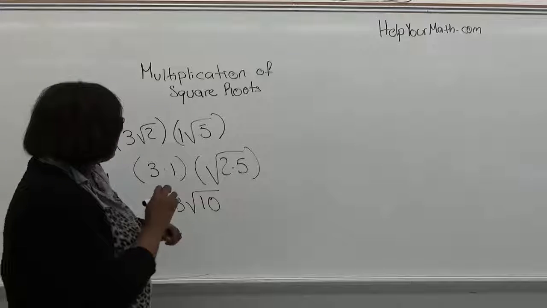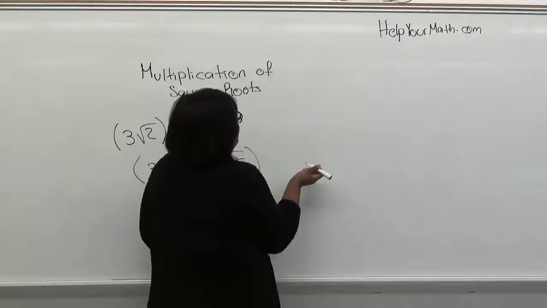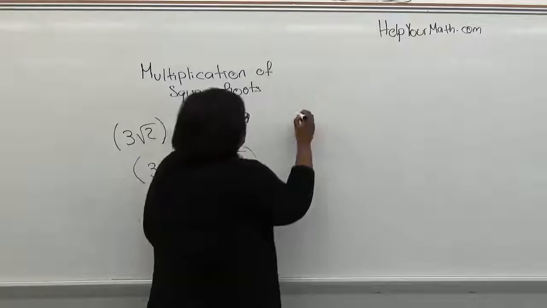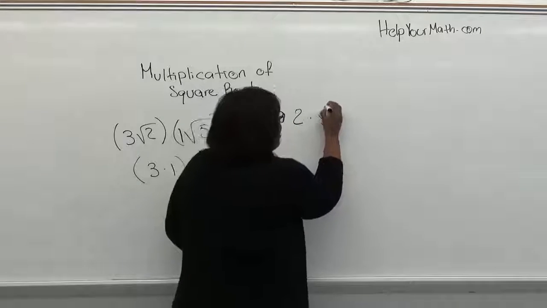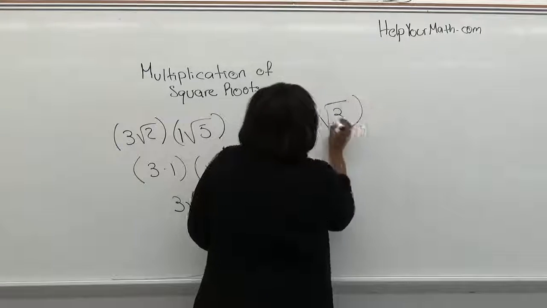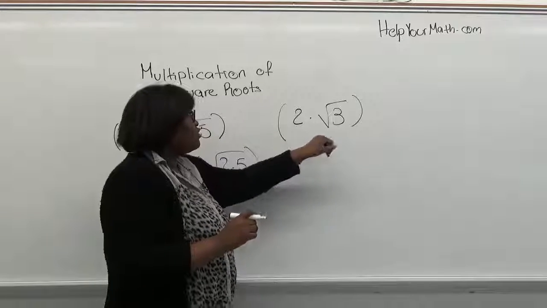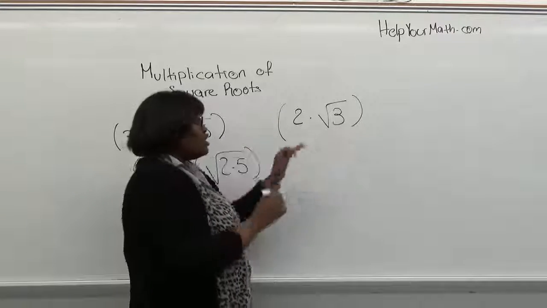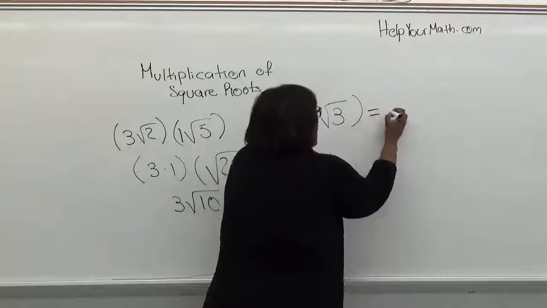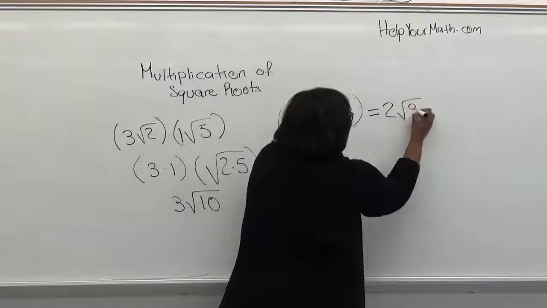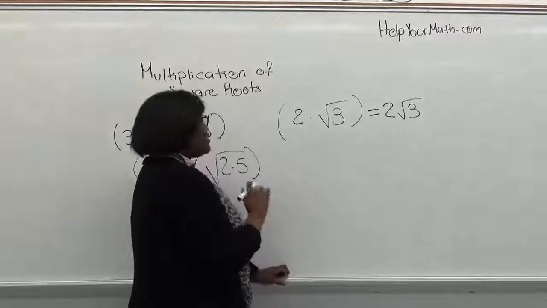So another example would be if we were to have, say for instance, just 2 times radical 3. Again, 2 is not under a radical, so we can't multiply it by 3. So we have to leave this as 2 radical 3. And this would be our final answer.